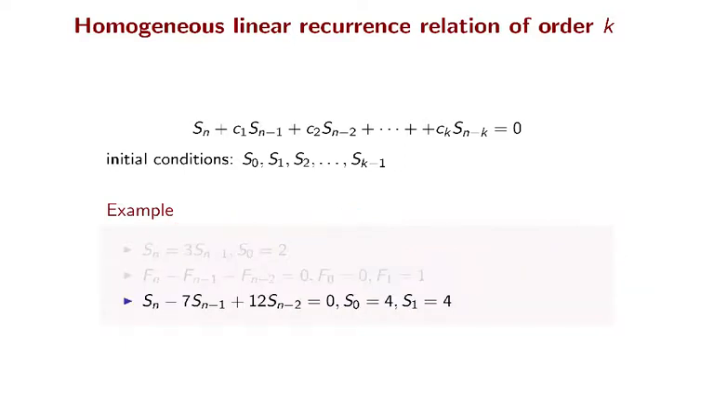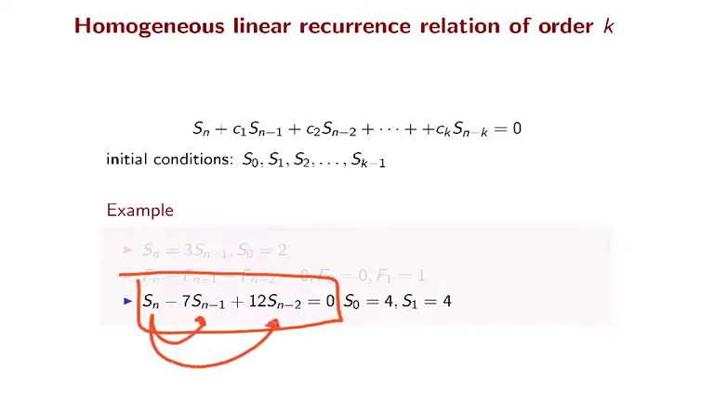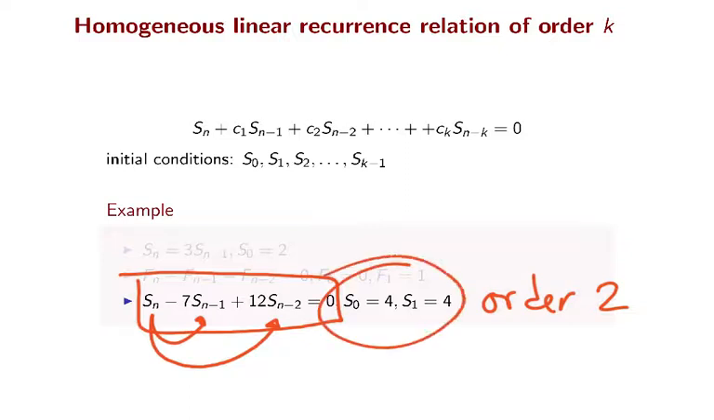Finally, in this third example, we are given the homogeneous linear recurrence relation here. And again, this is an Sn that depends on the one before and the one before that, I mean, two terms before. So that's why the order of this relation is 2. And we can see that that coincides with the fact that we have been given 2 initial conditions.